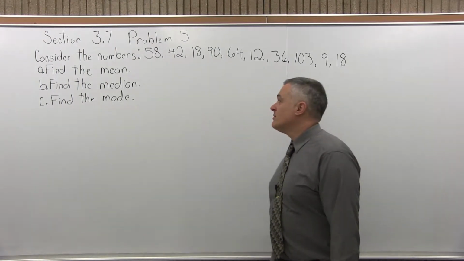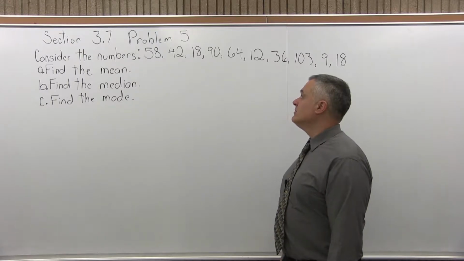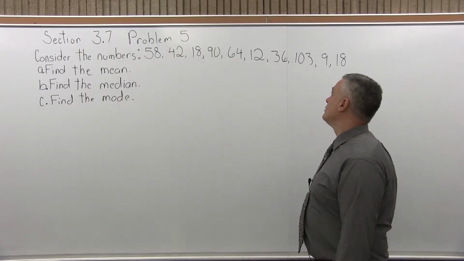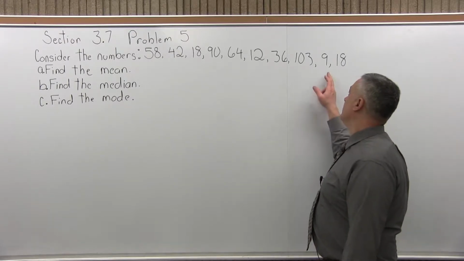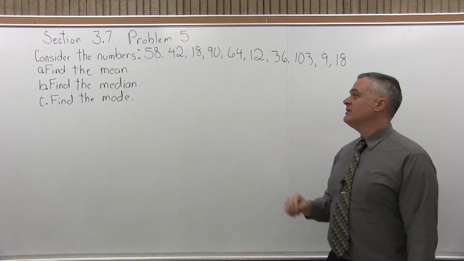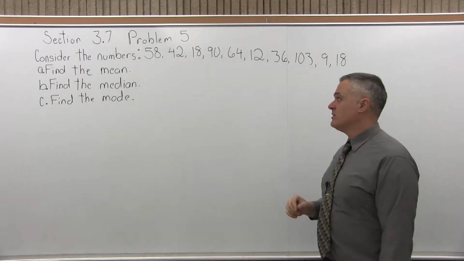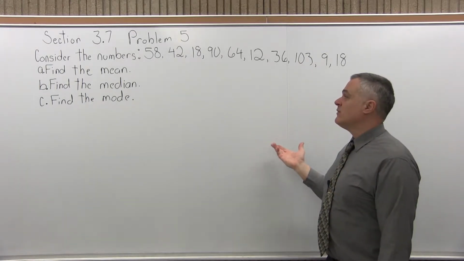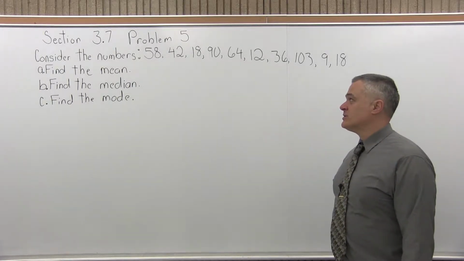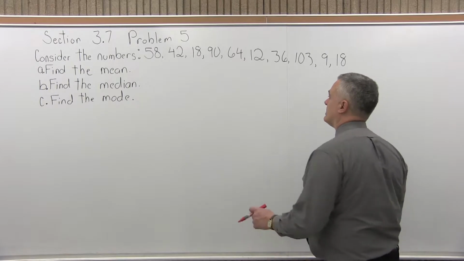Consider the numbers 58, 42, 18, 90, 64, 12, 36, 103, 9, and 18. Find the mean, find the median, find the mode. For the mean, we have to add those numbers together and divide by how many numbers we have. So let's find the total first.